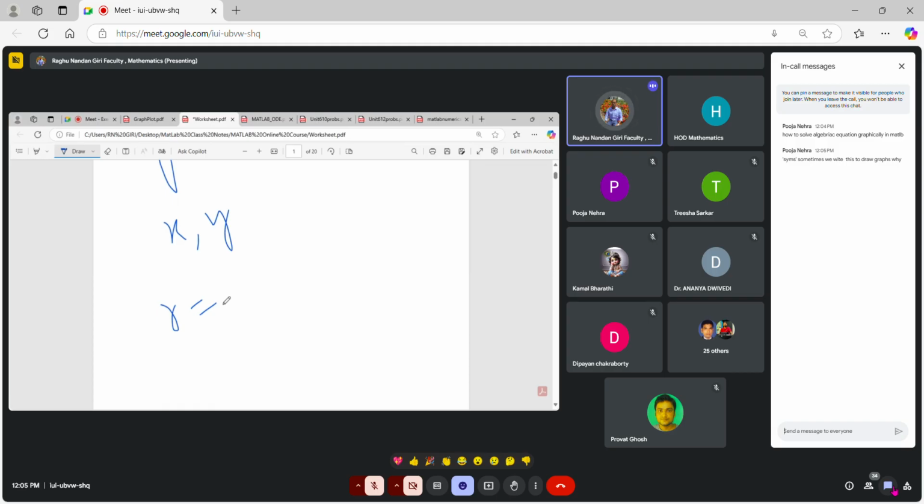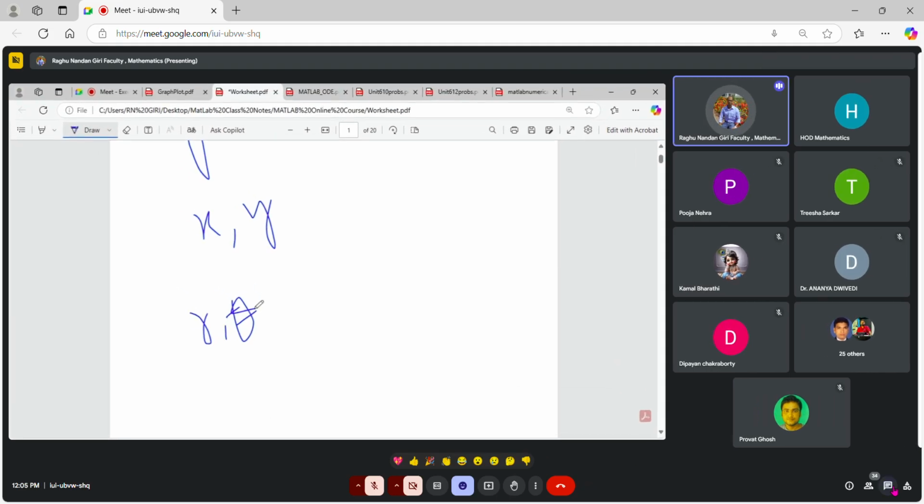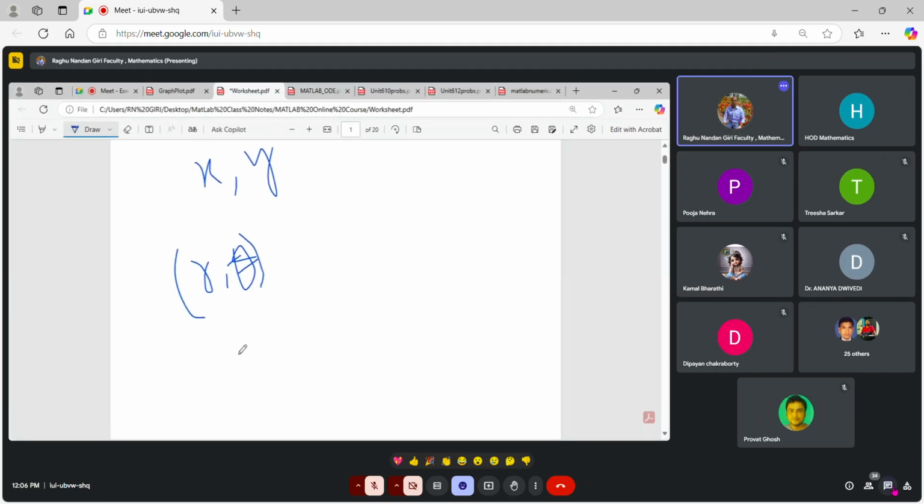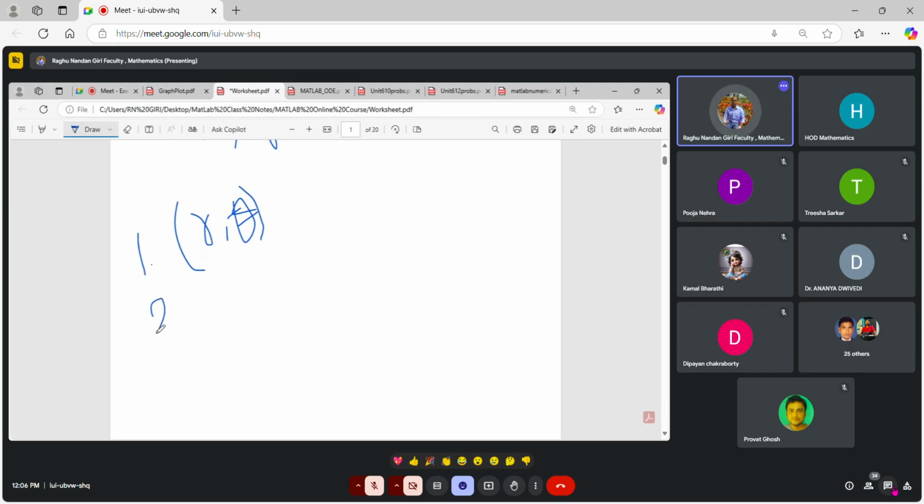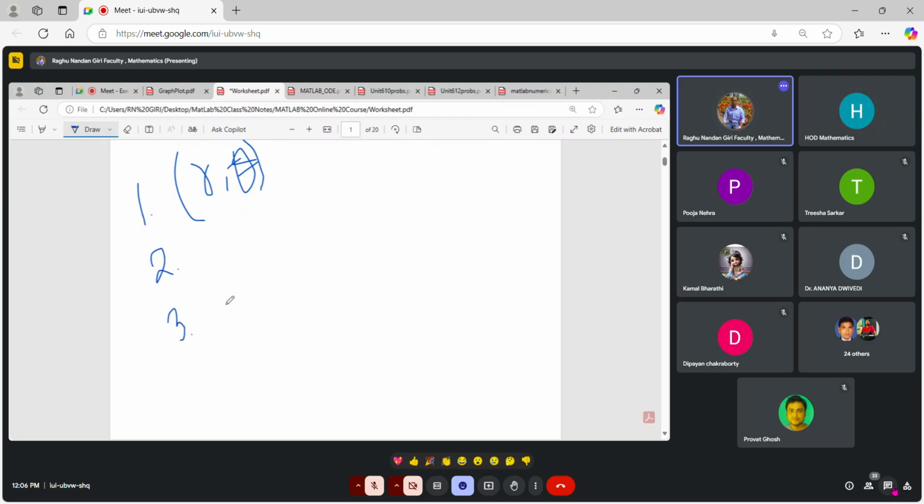Now from today, if the graph is of polar form, the r theta form, then how to plot the graph? Second, how to format the figure window, which means how to mention the axis labels, titles, legend and so on. Third, I will cover the 3D plot.